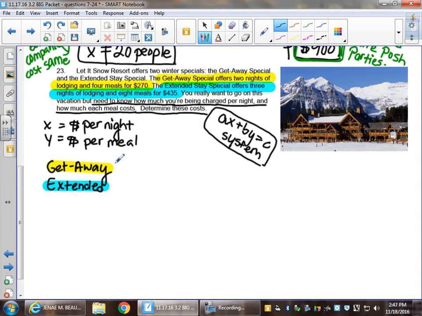Let's compare equations. So for Getaway, and again, I have this in mind, this is what I'm trying to write, AX plus BY equals C. Getaway Special, 2 nights of lodging. X represents the nights, so 2X plus, how many meals? 4 meals, so 4Y, because Y is the cost per meal, equals $270. And then Extended, how many nights? Extended Stay offers 3 nights, so 3X plus how many meals? 8 meals, 8Y, equals $435. Fantastic. We have our system. I hope we match.